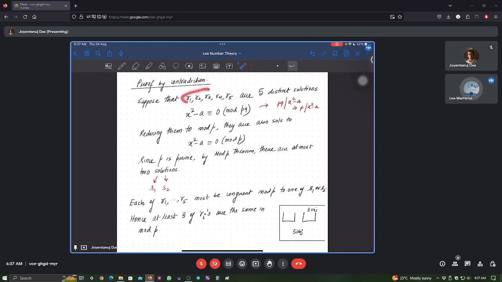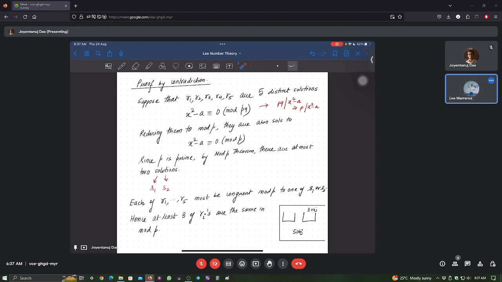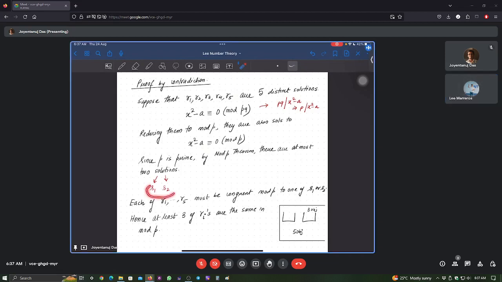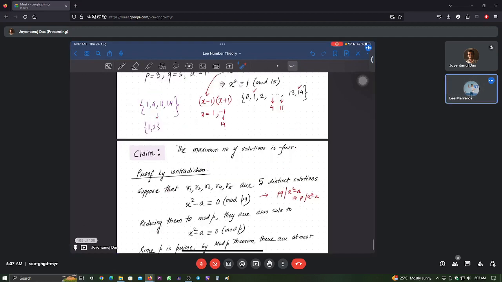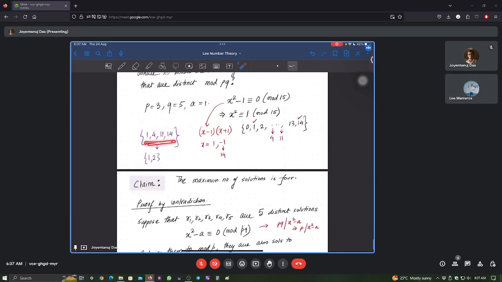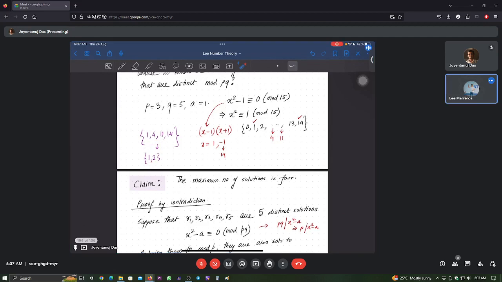So when I reduce, S1, S2 are within R1 to R5. Also, whenever I reduce, these are incongruent solutions in mod PQ. So PQ is a larger number, right? When I reduce the solutions to mod P, it will be a smaller set. So these are the sets in mod 15, but when I reduce to mod 3, it becomes only 1 and 2. Yes, that is the idea.